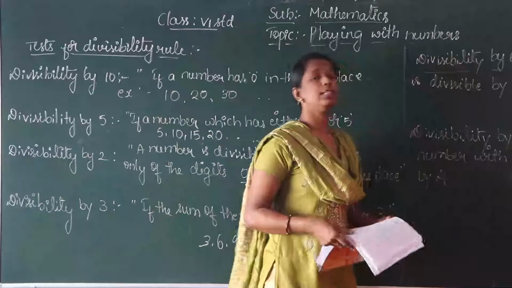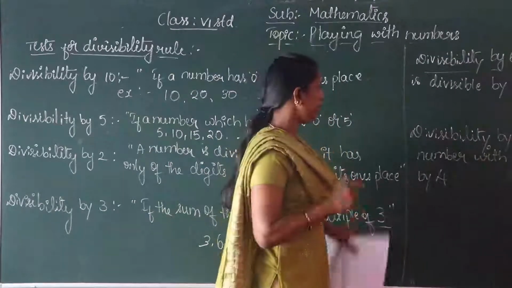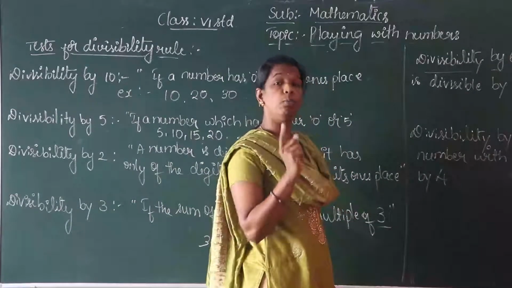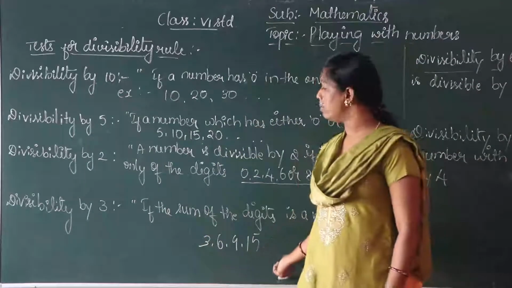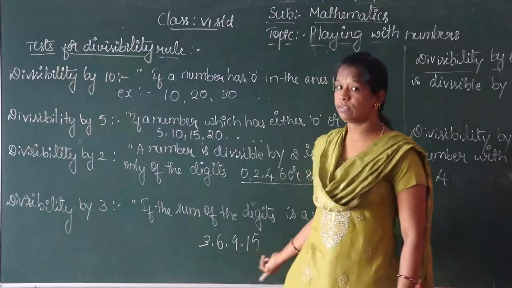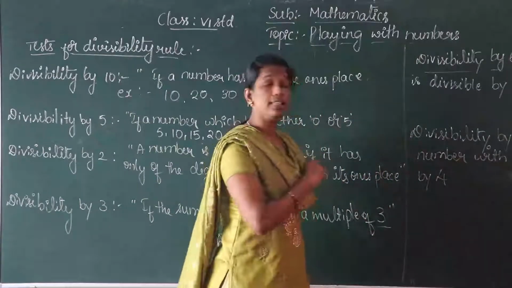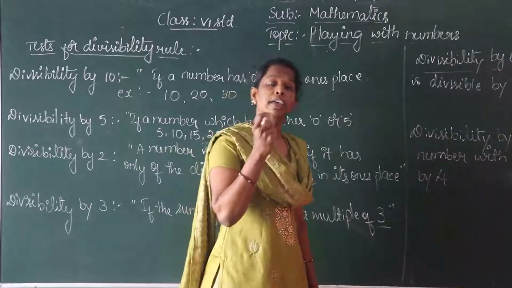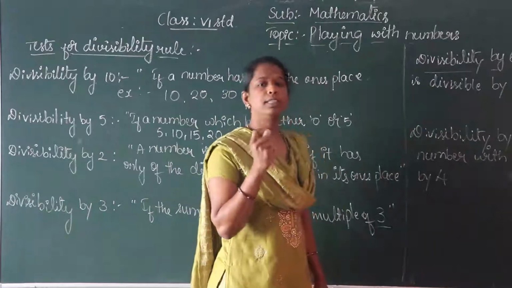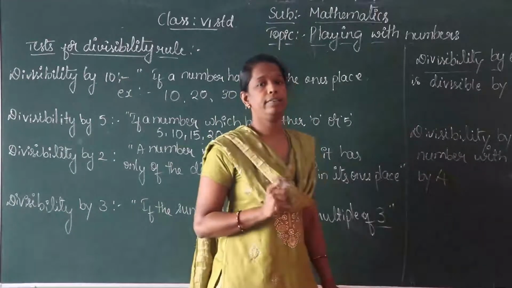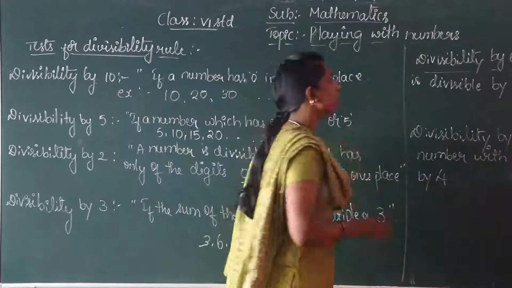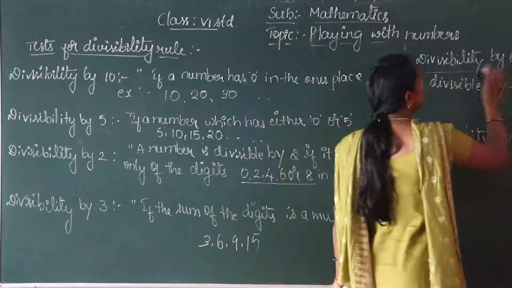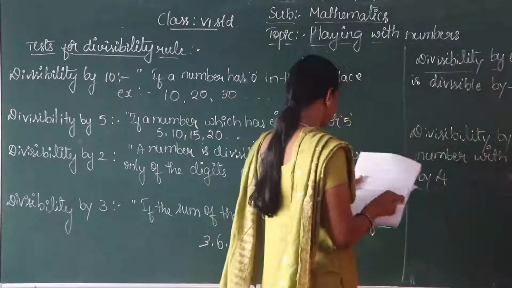And then the divisibility rule by 6. If the number is divisible by both 2 and 3, it is called the divisibility rule by 6. If the number is easily divisible by 2 and also 3, it is called the divisibility rule by 6.